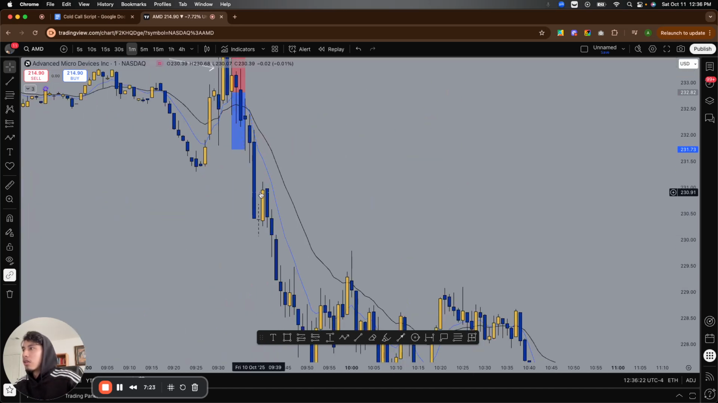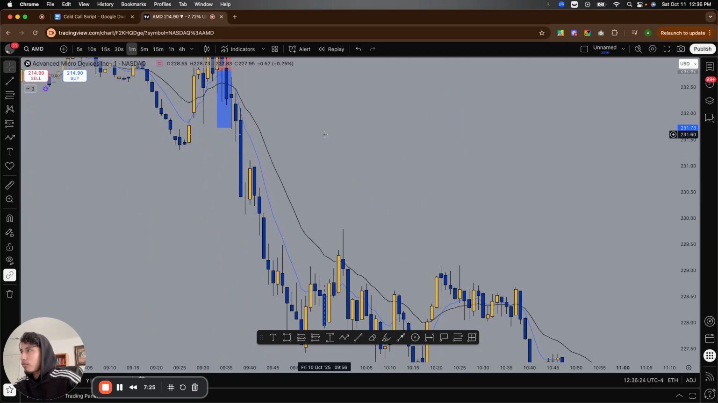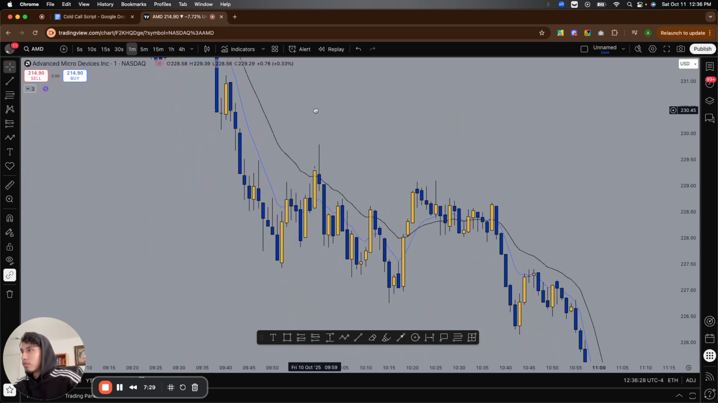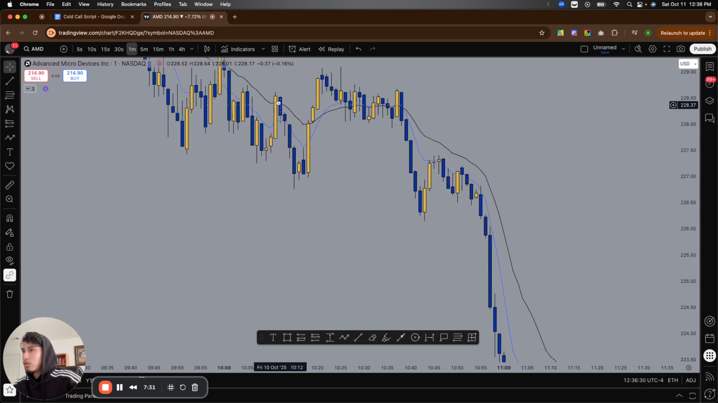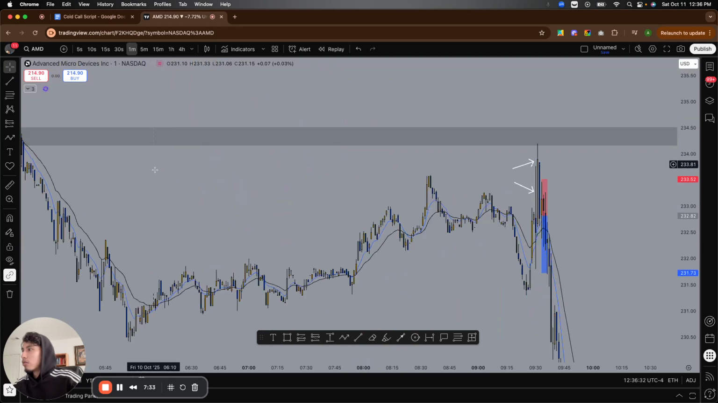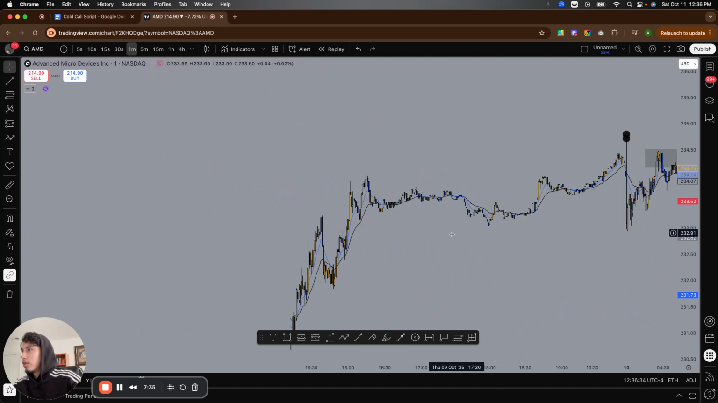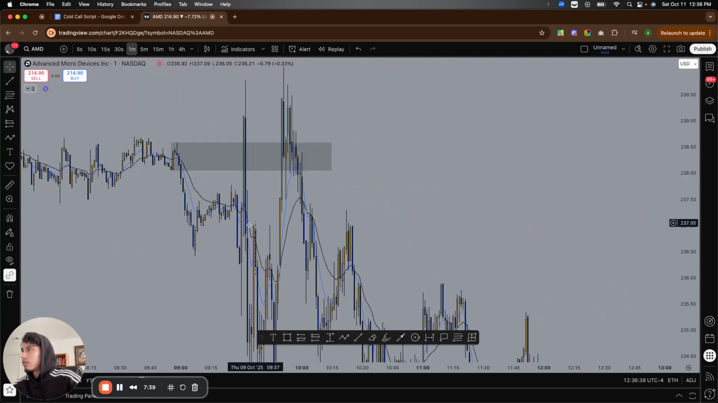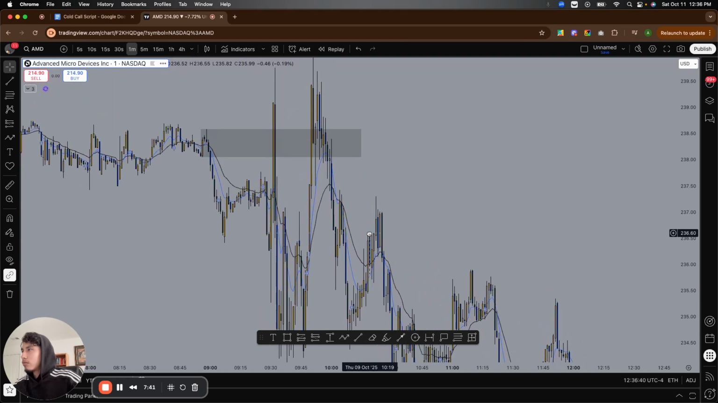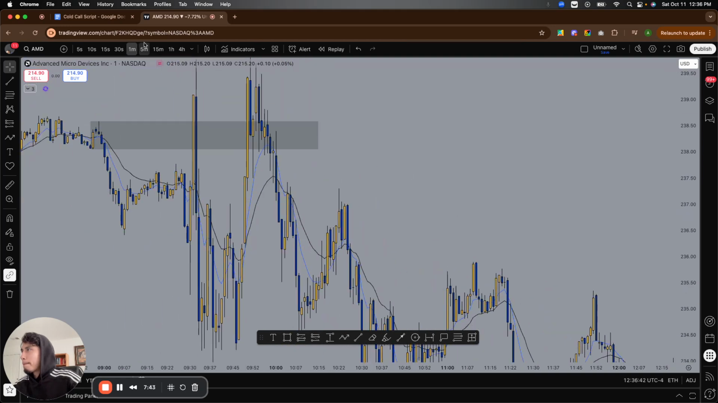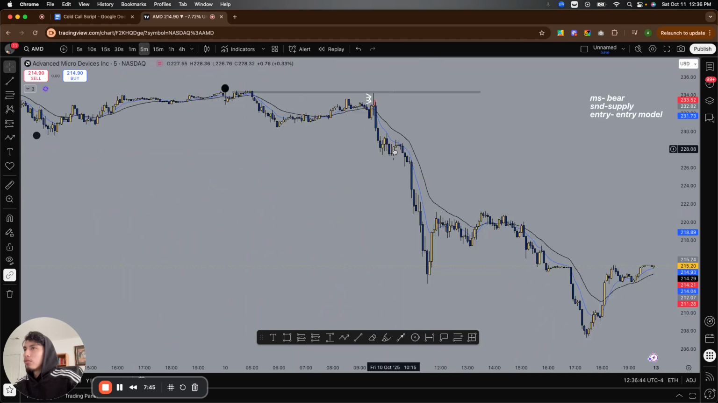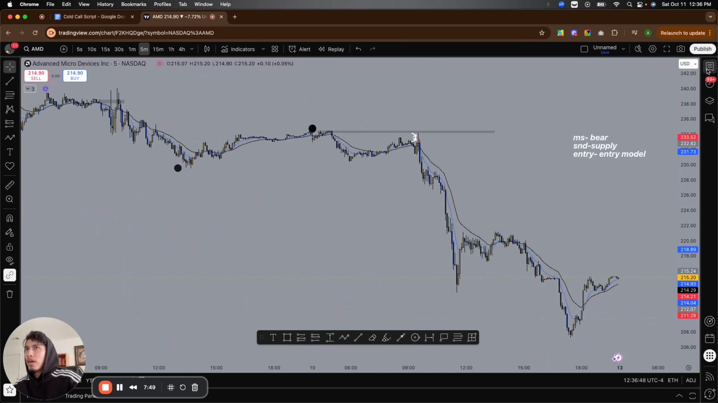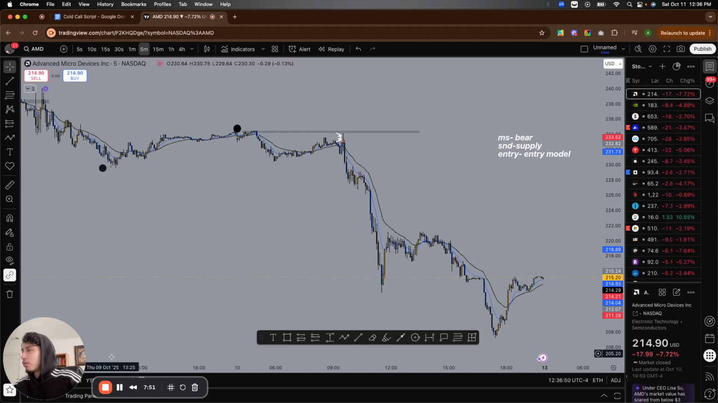I don't think I got a good example on this one. Yeah, no, there was no good example. There should have been another example over here. Or maybe it was on Spy. Yeah, I think it was on Spy. Let's go on Spy, and let me try to find an example.